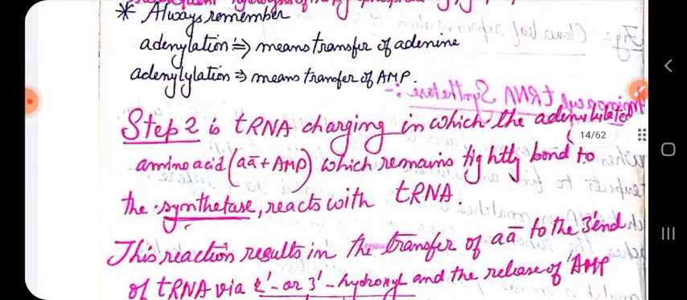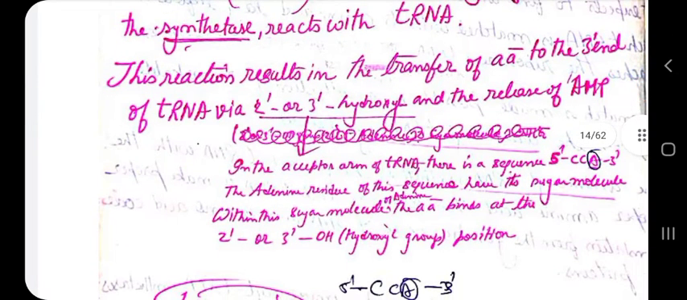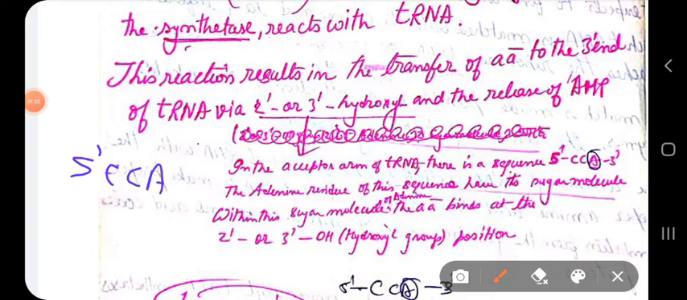Okay, very good. Now in this CCA sequence, we see the adenine. This adenine has a sugar molecule also, right? It has a sugar molecule because it is a nucleotide. And within this sugar molecule of adenine, your amino acid attaches. This attachment is done either on the 2' or on the 3' hydroxyl group of the sugar found in adenine. And this process is catalyzed by the enzyme amino acyl tRNA synthetase.